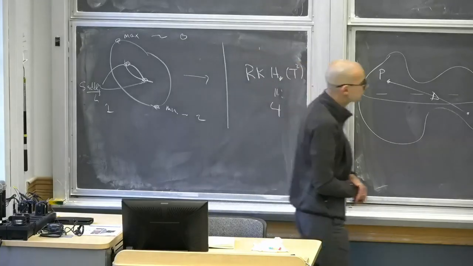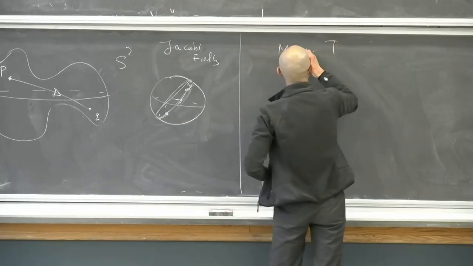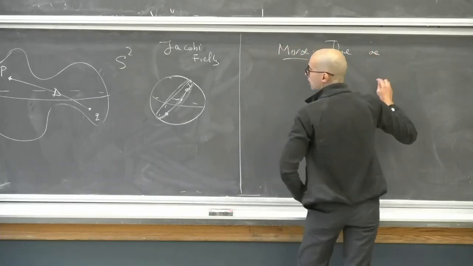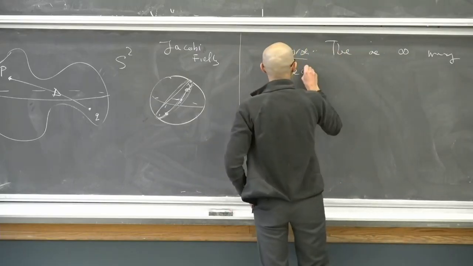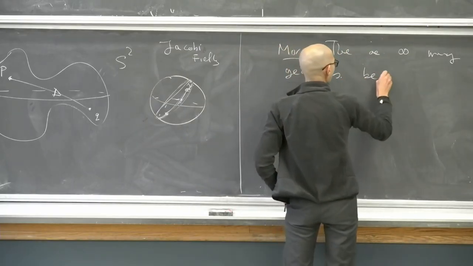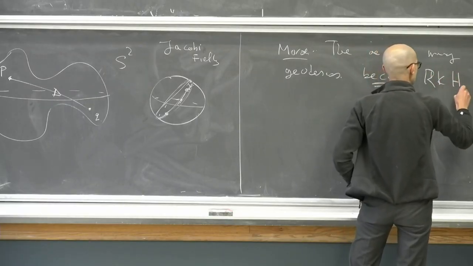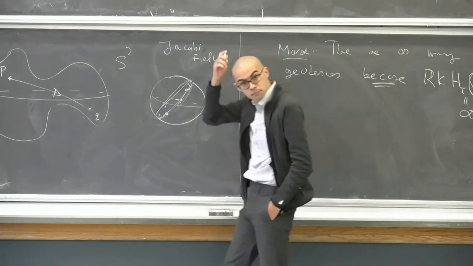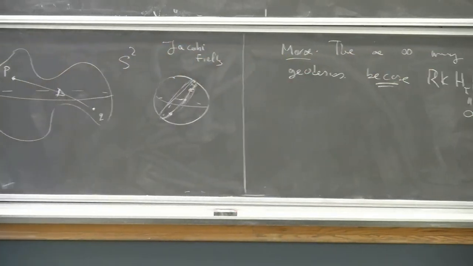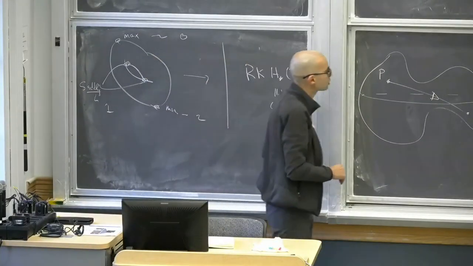And Morse's realization is that there are infinitely many geodesics because the rank of the homology of the space of paths in S2 from P to Q is infinite. So that is the birth of Morse theory about 100 years ago.